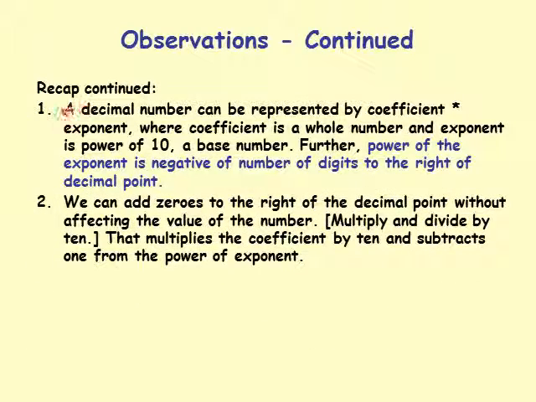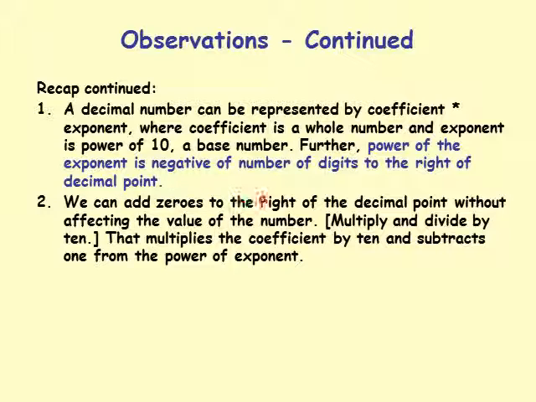Let's continue with the recap here. This is what we already studied before. A decimal number can be represented by a coefficient times the exponent, where the coefficient is a whole number and the exponent is a power of 10, where 10 is a base number. Further, the power of the exponent is the negative of the number of digits to the right of the decimal point.